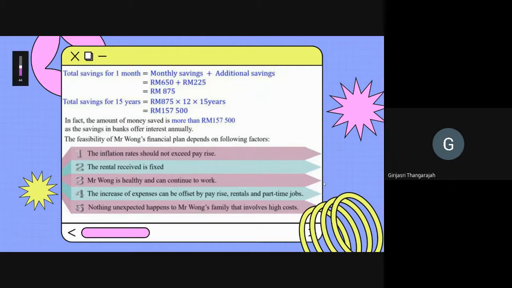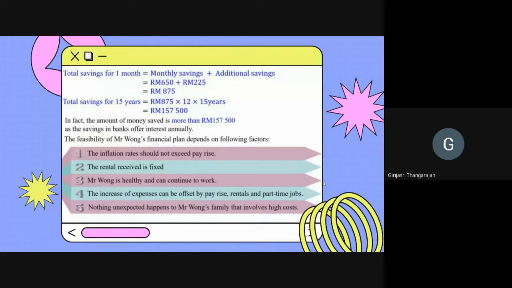This can be calculated by adding the monthly saving of 650 and the additional saving of 225, which gives total savings of 875 for a month. So now we calculate this for 15 years, where 875 is multiplied by 12 months for a year, and then multiplied again by 15 years to get the total savings of Mr. Wong for 15 years. You'll get the total savings value of 157,500. In fact, the total amount of money saved is more than 157,500, as the savings in the bank offer interest annually.